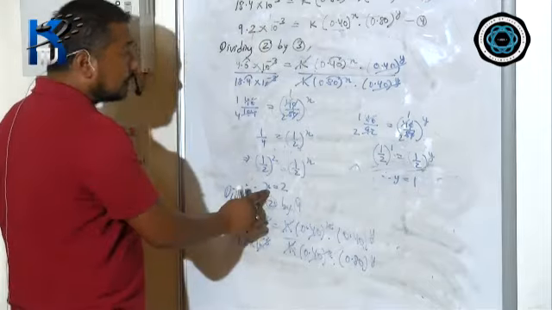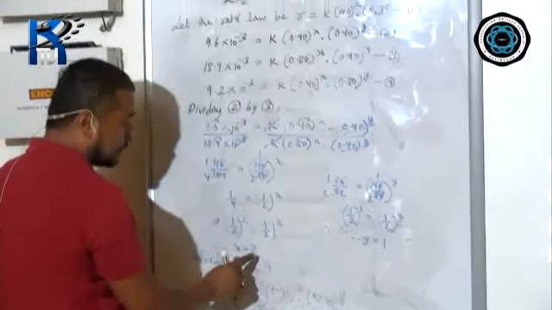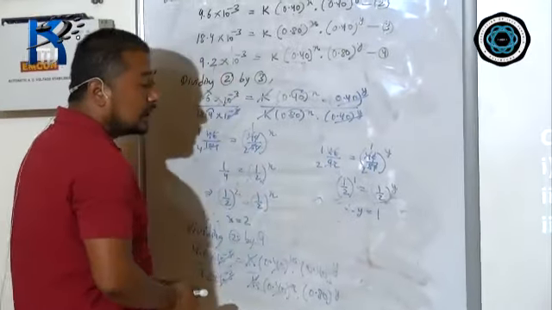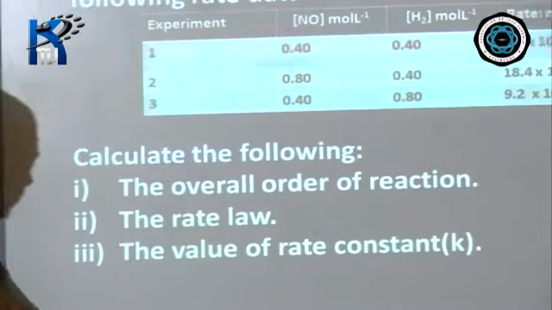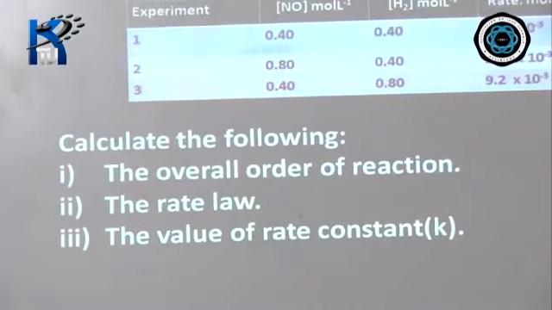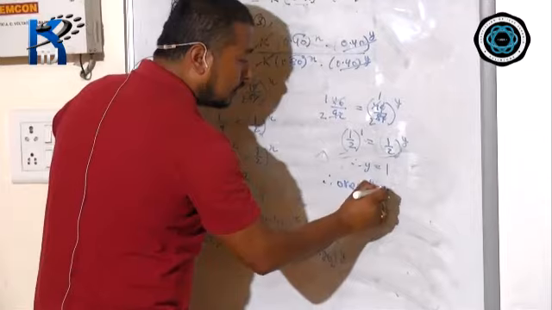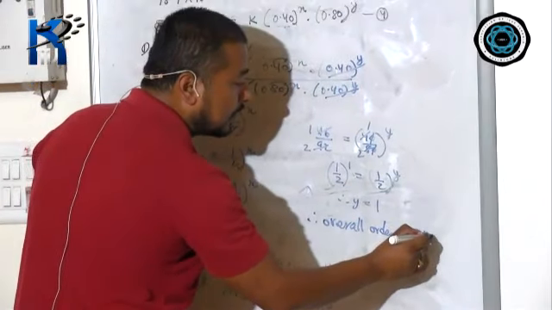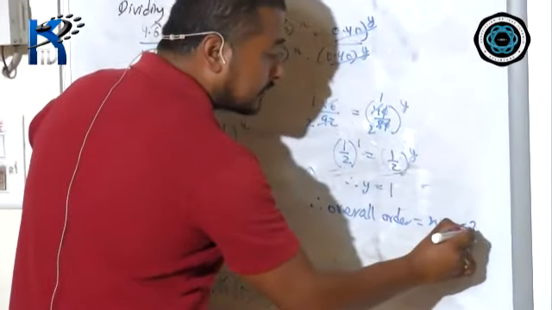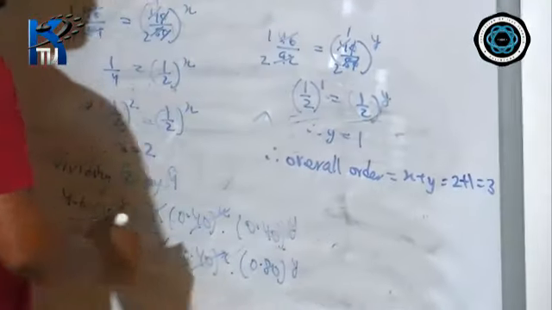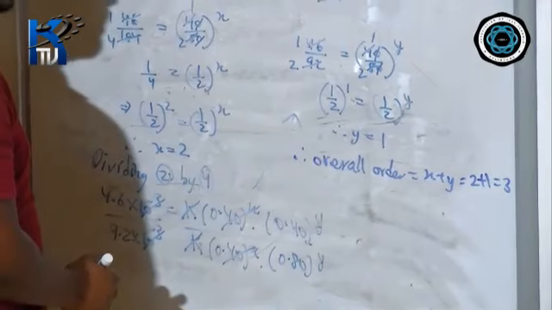So the order of NO which we supposed as x came 2, and order of H2 which we supposed as y came 1. Now the question is asking, number 1, to find the overall order. So your overall order will be x plus y. X value just now we got 2 and y is 1. So if you add them, the order will be 3. So the overall order of the reaction is what, students?